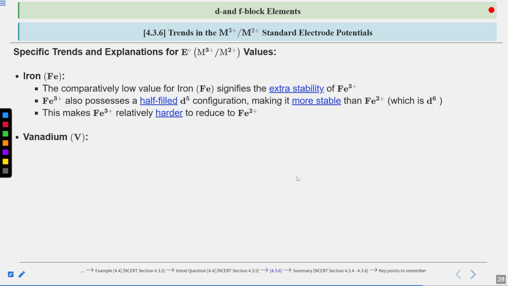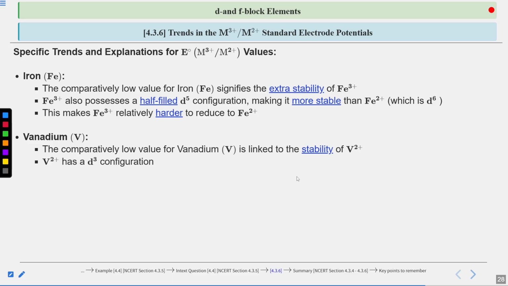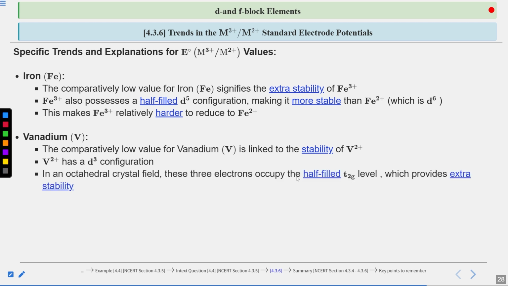Now vanadium, the comparatively low value for vanadium is linked to the stability of the vanadium in the 2 positive state. So vanadium 2 positive has a D3 configuration in an octahedral crystal field. These 3 electrons occupy half-filled T2G level.